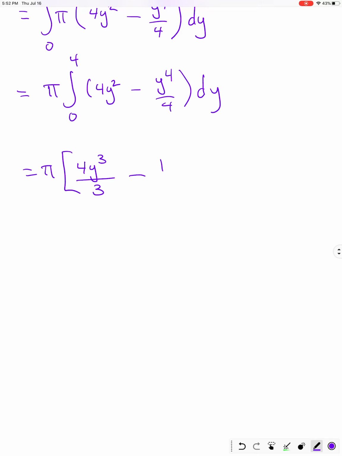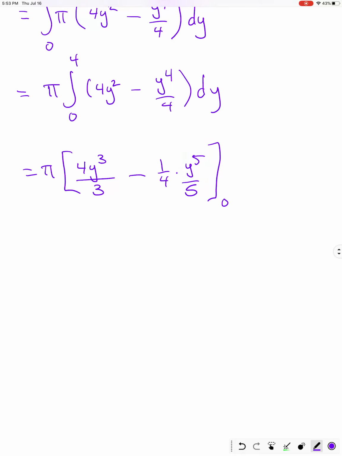And then minus 1/4 times y to the 5th divided by 5. So I moved this 1/4 and wrote it out front. And then integrating y to the 4th, 4 plus 1 makes 5, and then I divide it by 5.